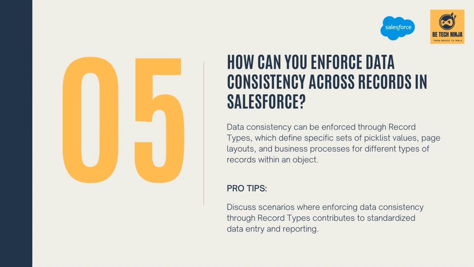Let's move on to the next question. How can you enforce data consistency across records in Salesforce? Data consistency can be enforced through record types, which define specific sets of picklist values, page layouts, and business processes for different types of records within an object. Here is a bonus tip for you. Discuss scenarios where enforcing data consistency through record types contributes to standardized data entry and reporting.